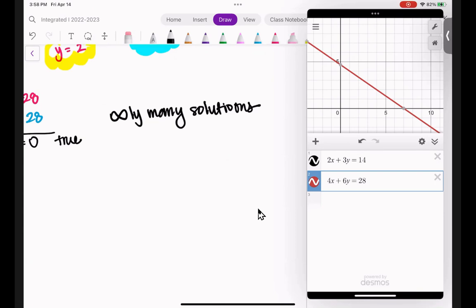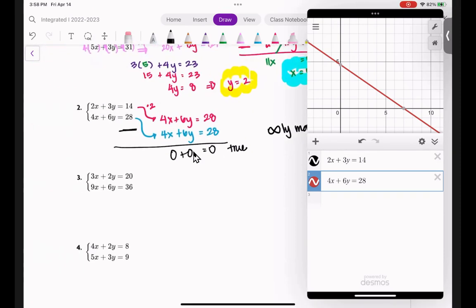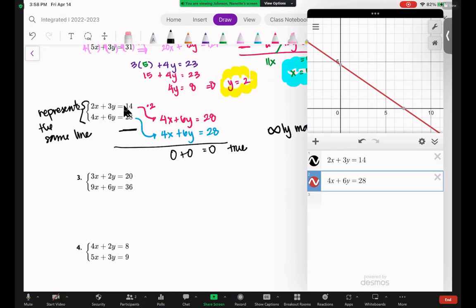It's because these equations over here represent the same line. So these two represent the same line. What does that mean, Ms. Johnson? You guys call me Miss Johnson, Mrs. Johnson, right? And then my children call me mom. So it's two names representing the same line. Okay? That's all that means. So it's infinitely many solutions, Miss Johnson.